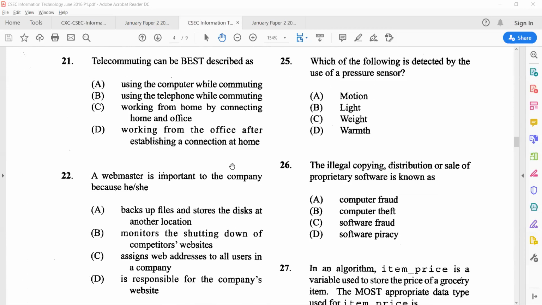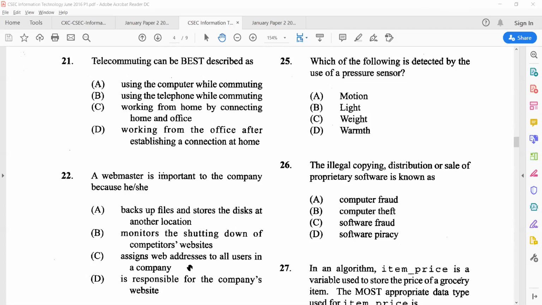Okay, let's move on to 21. Telecommuting can be best described as what? So now we're going to talk about telecommuting. And notice again, they have capitalized best. So choose the answer that best describes telecommuting. C, sir, working from home by connecting home and office.